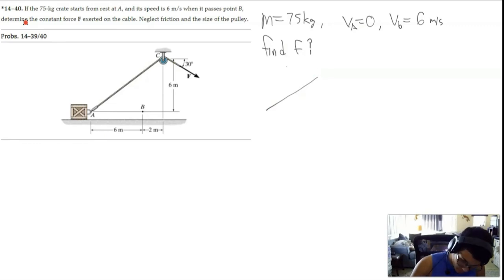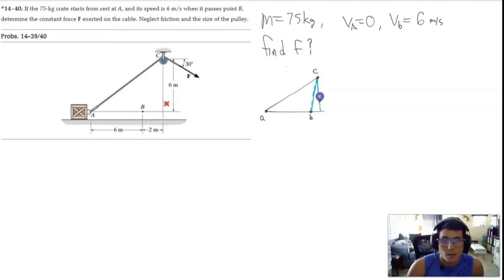Okay, so we got this, and we'll call this point B, this is A, and this is C. Okay, now this is where it gets important. This part right here, this is what we don't really know. But we know this is 2 meters. We know that this is 6 meters. And we know that this is 6 meters. Okay.